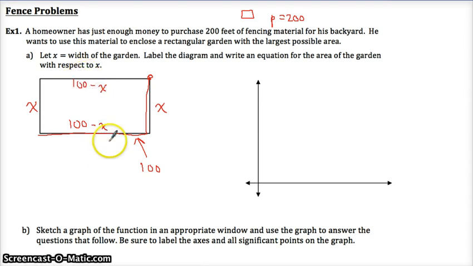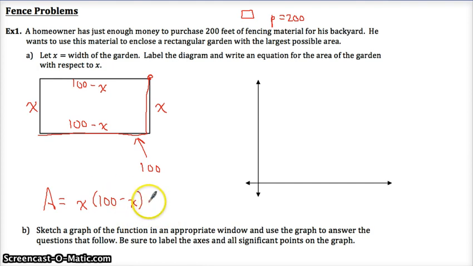Okay, and then it says write an equation for the area. Well, equation for the area, we just had that lovely unit on area, so you know how to do area of a rectangle. And there we go. Sketch a graph of the function.